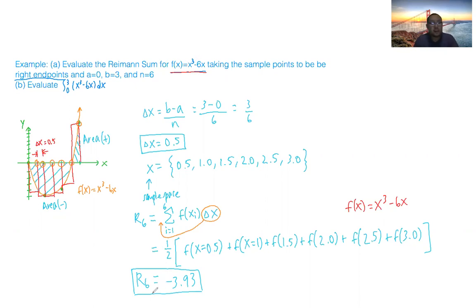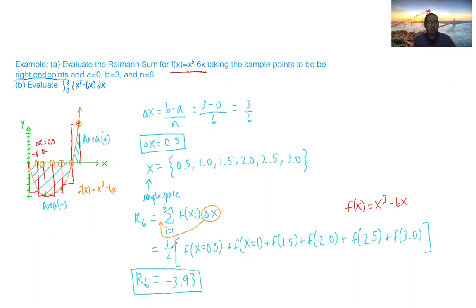And just as a sanity check, remember at the beginning, we said that the area under the curve had more negative area than positive area. So our answer is negative, so it makes sense.